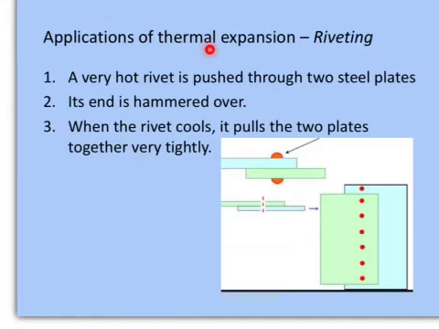Applications of thermal expansion. Riveting. A very hot rivet is pushed through two steel plates. Its end is hammered over, looking like this other end. When the rivet cools, it pulls the two plates together very tightly. And these are a series of rivets.